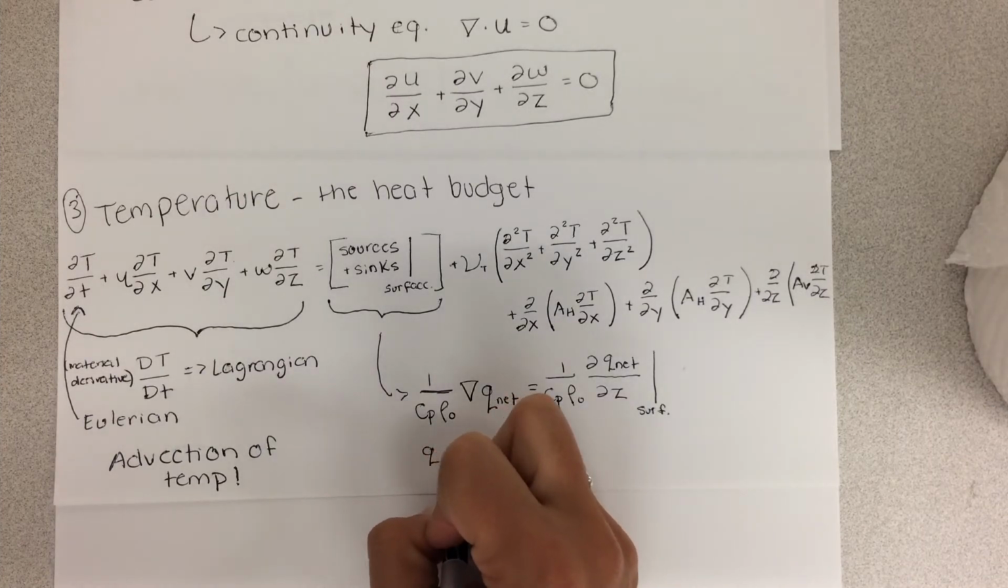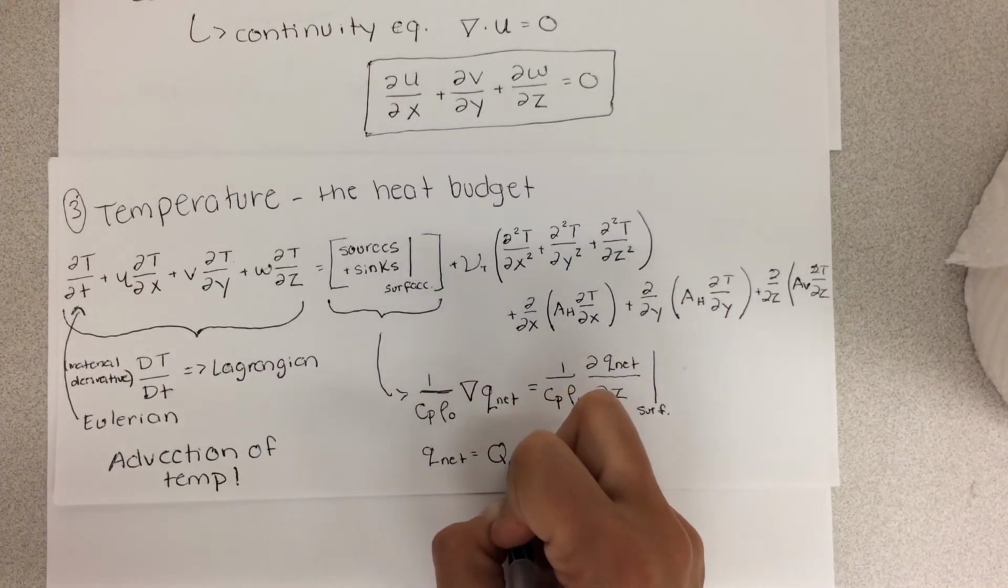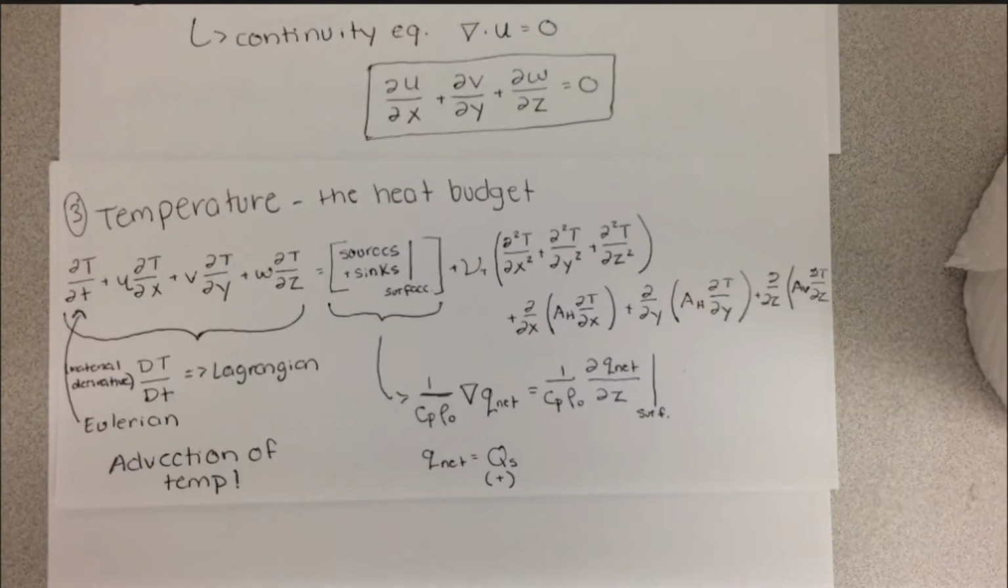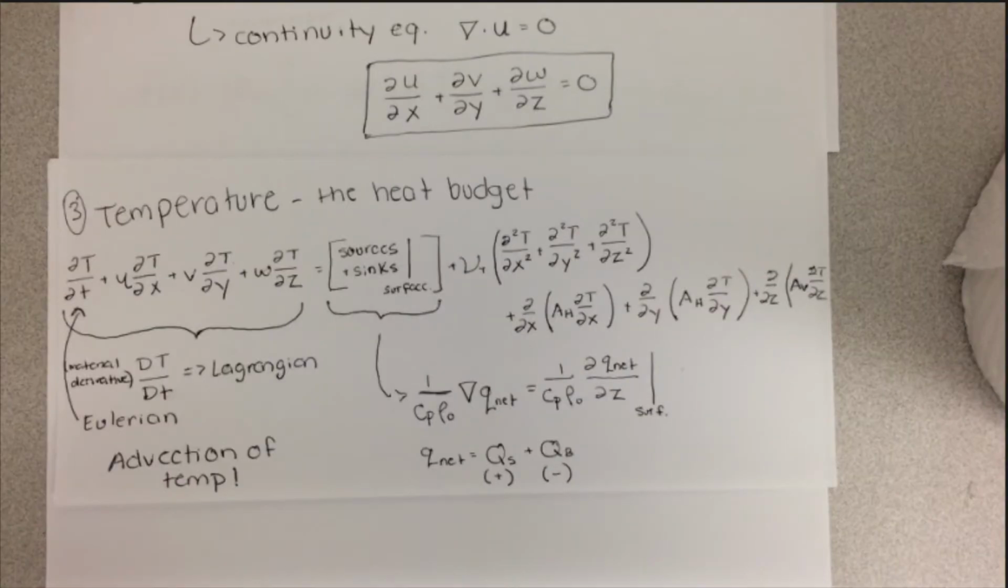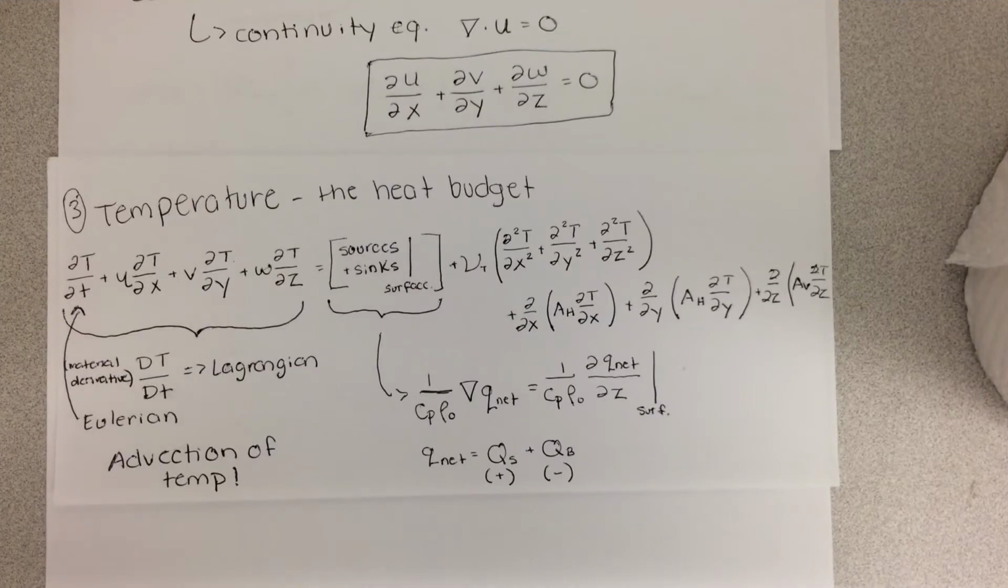Q net can be described by Qs, or shortwave incoming solar radiation. This is the heat gain into the ocean and is the only value that penetrates below a few centimeters. This can be added to QB, or long wavelength radiation, which is both an input and output of heat, but overall is a net loss from the ocean.